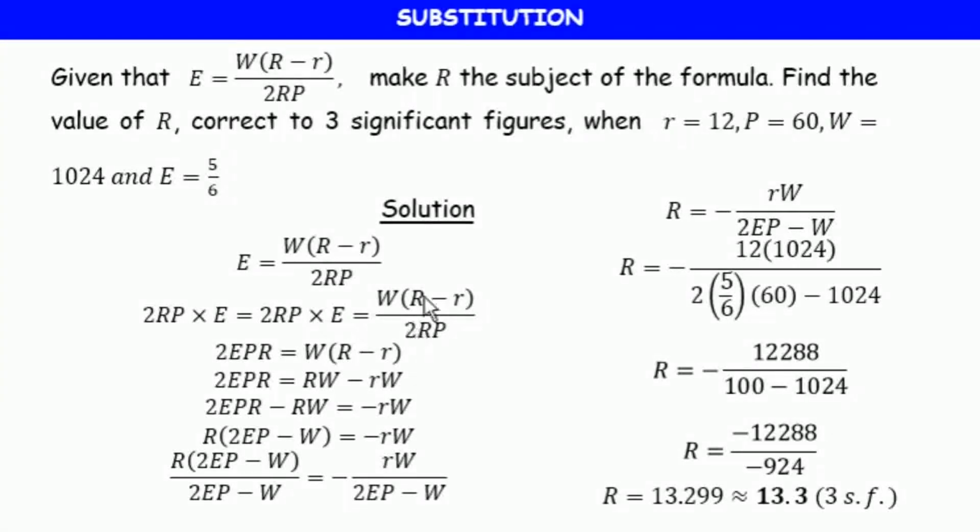Right? So the first thing is to make R the subject. Subsequently, you are going to substitute these values into your relation to arrive at the value of capital R. So let's look at how to go about it. The first thing is to make this capital R the subject. Because we have a denominator, we are going to multiply through by this denominator.